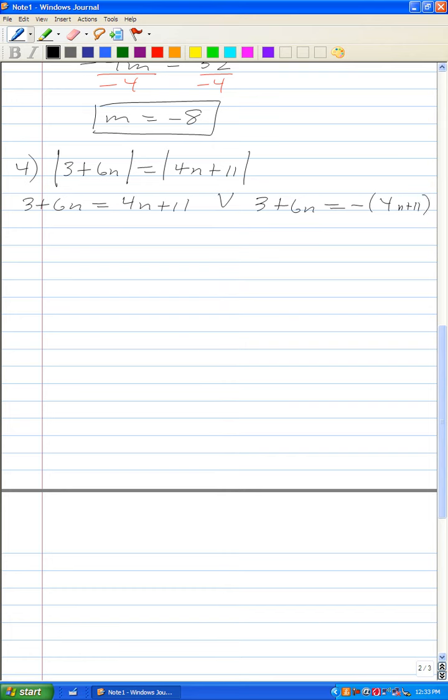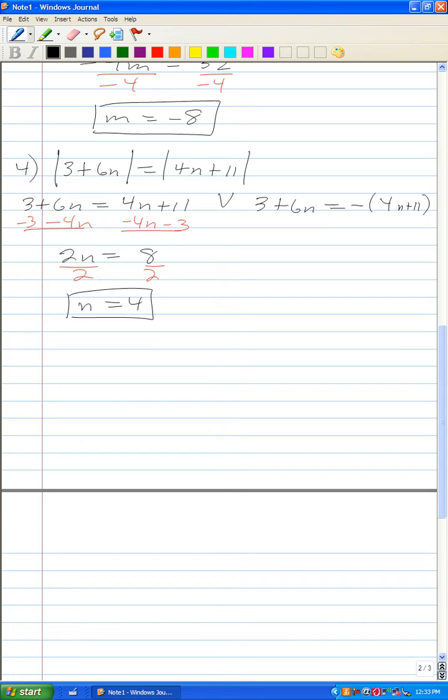So let's see, let's subtract 4n from both sides of my equation, subtract 11 from both sides of my equation, and so I get negative, I'm sorry, subtract 3 from both sides of my equation, and so I have 2n is equal to 8. Divide both sides of my equation by 2. So n is equal to 4.